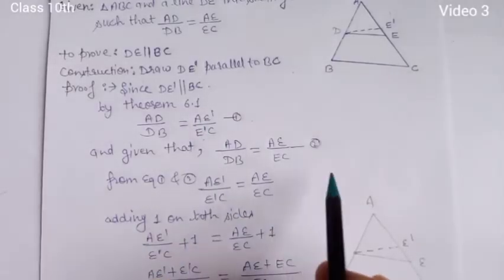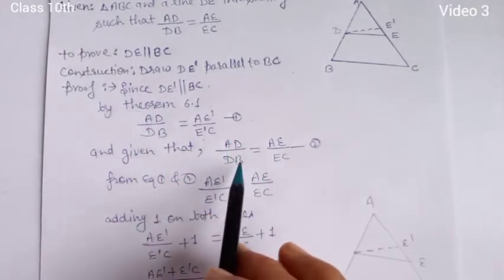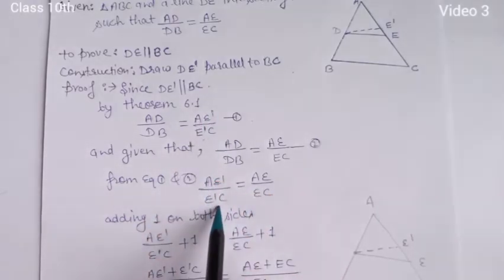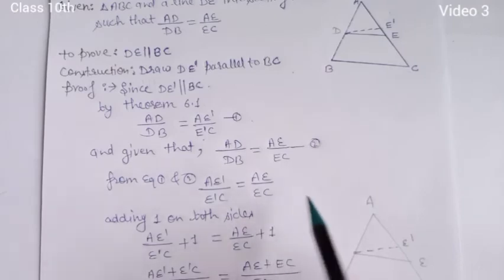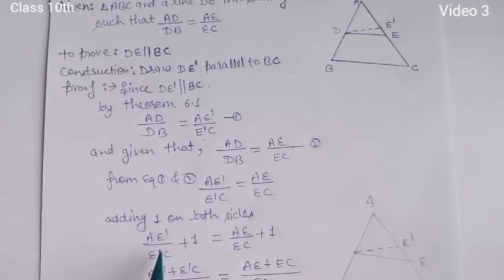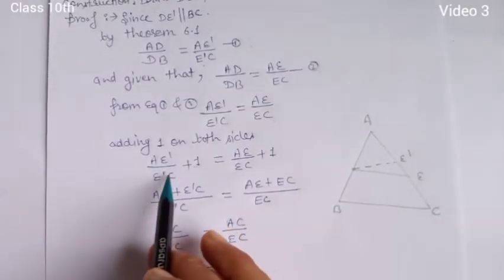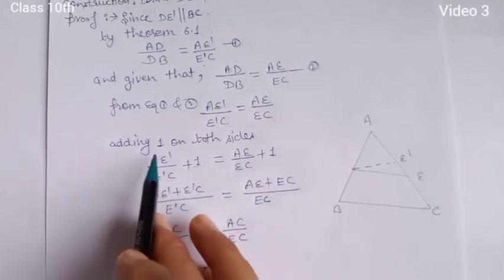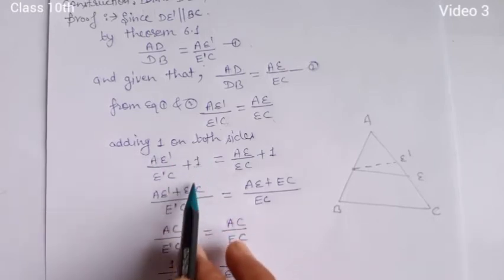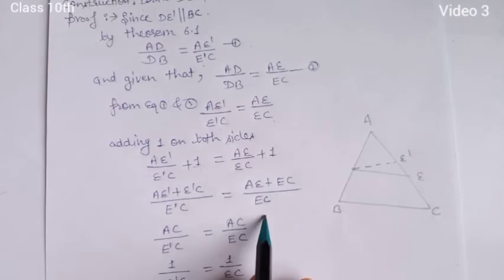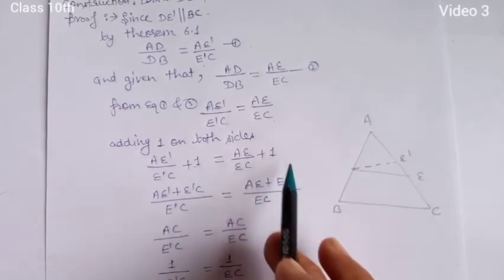After comparing equation 1 and 2, you can see the left hand side is the same for both. If the left hand side is the same, what is the right hand side? It is AE dash/E dash C equal to AE/EC. Now add 1 on both sides. So AE dash/E dash C plus 1 equals AE/EC plus 1. After taking LCM, E dash C is the denominator and AE dash plus E dash C in the numerator. Similarly here, EC is the LCM and then AE plus EC.